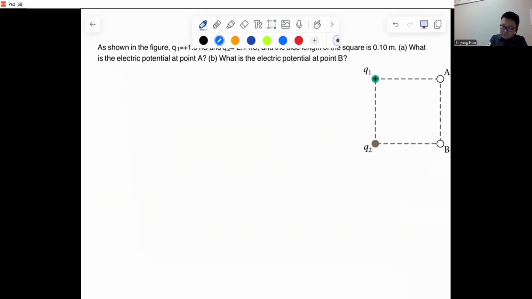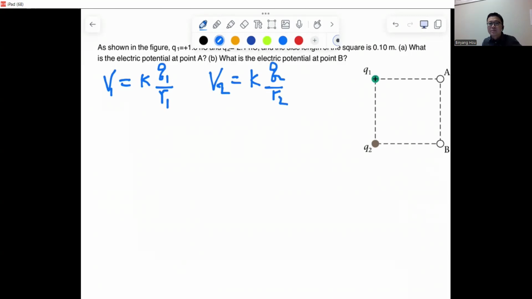So V1A, it's a point charge, right? That should be kQ1 over R1. And then V2 is going to be k times Q2 over R2. Okay, k is a constant number. Q1 and Q2 are given. One is positive, the other one is negative.